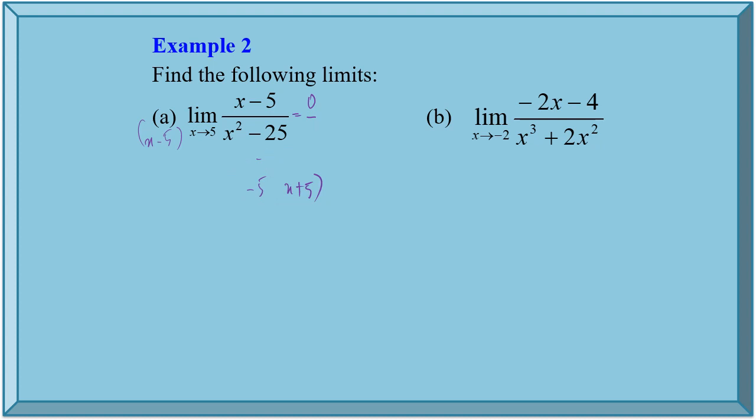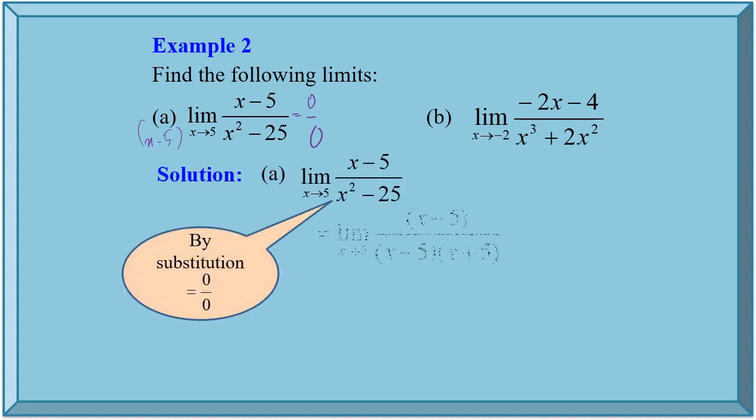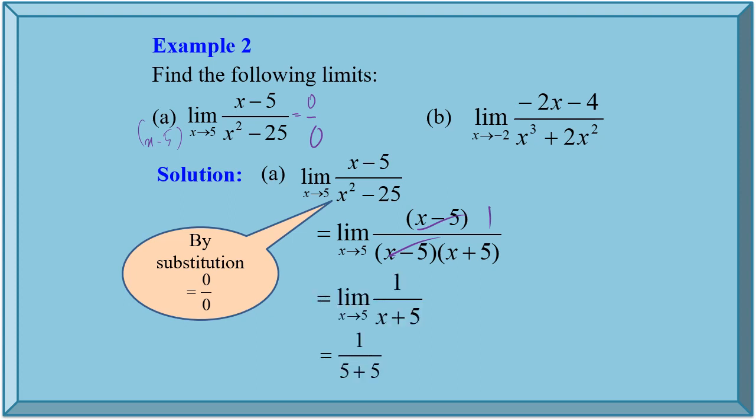Okay? So directly, if you use substitution, what we get is 0 over 0, which means that we have to do factorization. So after factorization, we get (x minus 5) divided by (x minus 5)(x plus 5). We can cancel out the x minus 5. What's left is 1 over x plus 5. Substituting the value of 5, we get 1 over 10. Right? So 1 over 10 is the answer for question A.